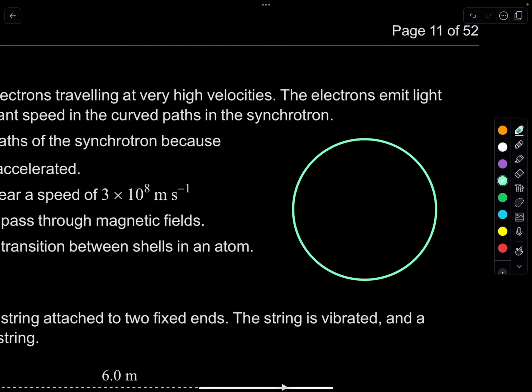It's very long. You take electrons or particles like protons and direct them at high velocities, close to the speed of light. And we curve them because we have magnetic fields. Remember, if you're going at high velocity and you also have a magnetic field, it bends in a circular arc.